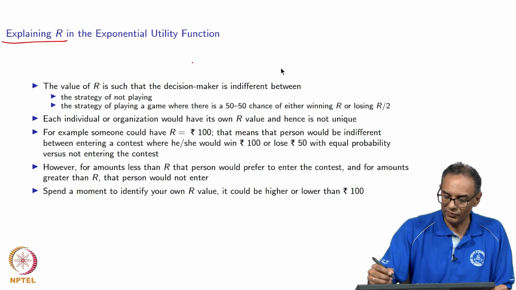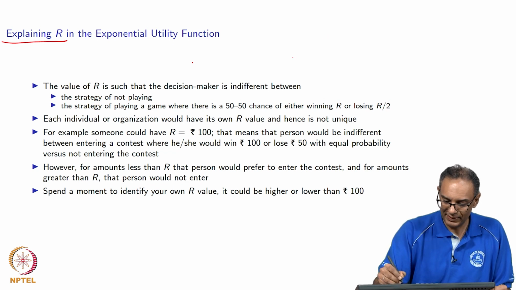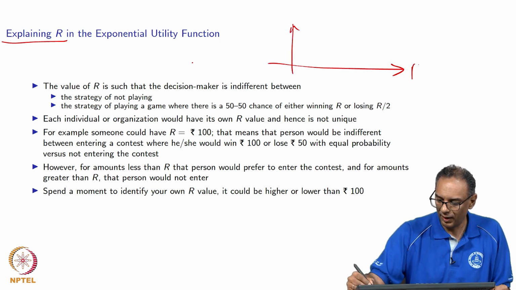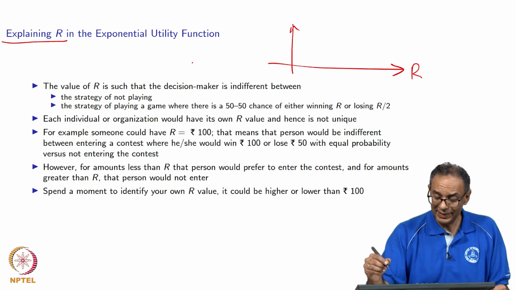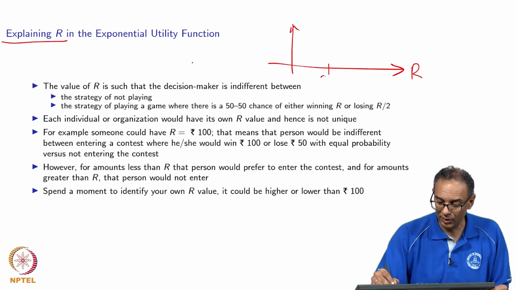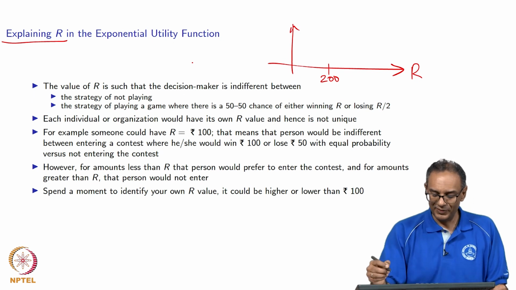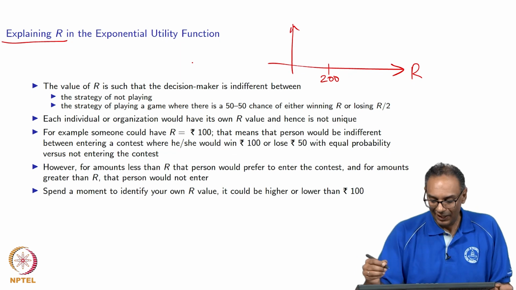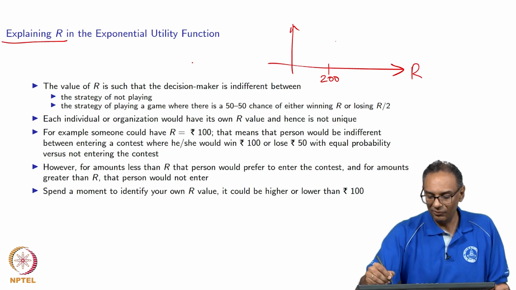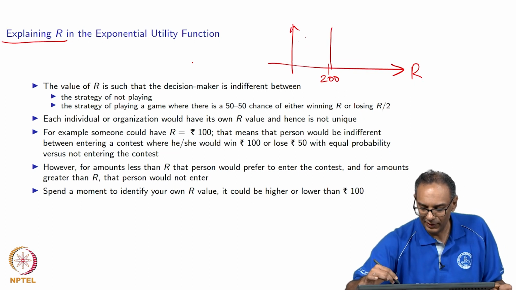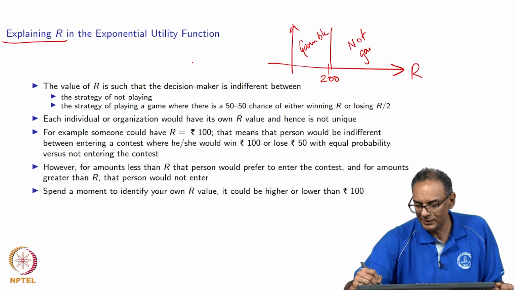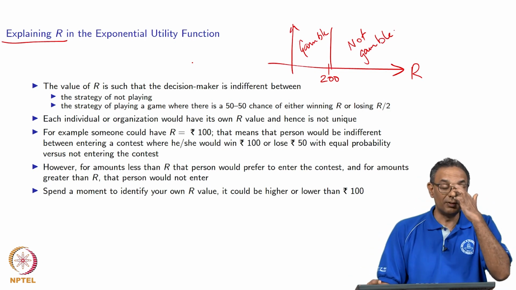So, let's say you have smaller values of r. I'm going to plot a graph, and I'm writing r here. Let's say r is 200 rupees. If it is less than 200 rupees, you're saying, well, okay, I'm willing to risk. When it's above 200 rupees, I would not gamble. That means the amount is so high, I don't want to lose out 200 rupees.